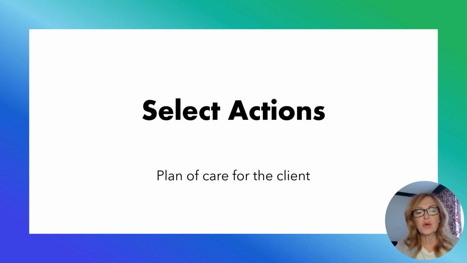Now next we're going to go into Robert Jones, and he's going to show you how to select actions. This is the plan of care. What are we going to do for this patient? We already identified that there was a perfusion problem, but what are we going to do for a plan of care for this patient? So let's look at selecting actions.